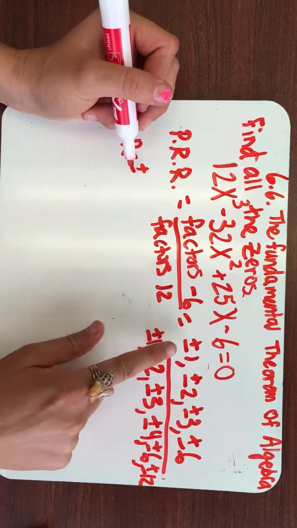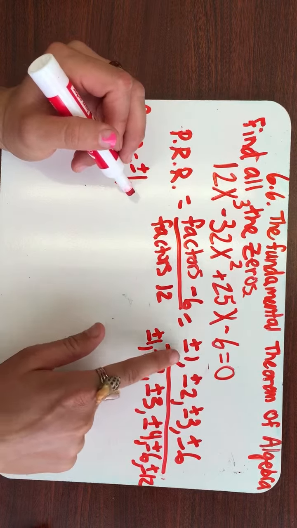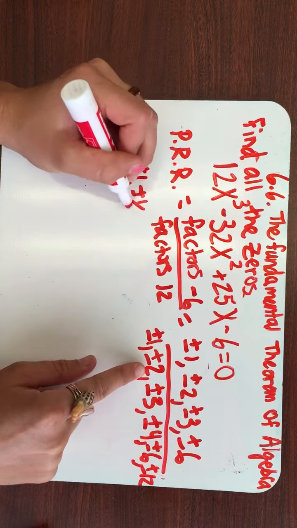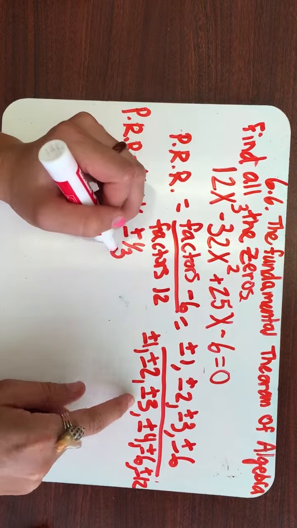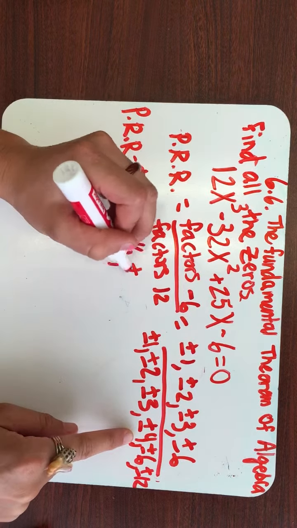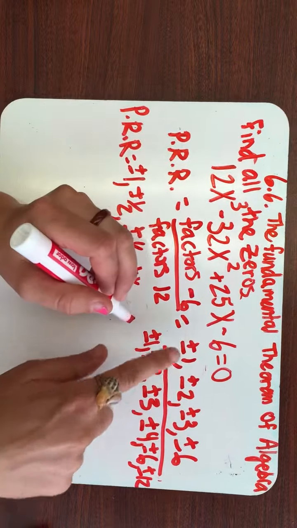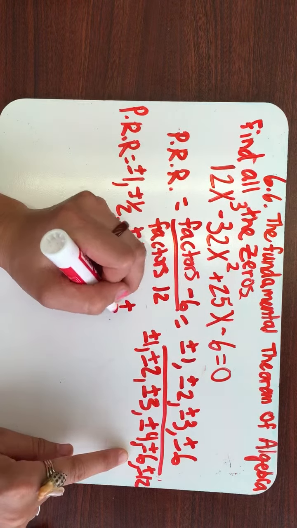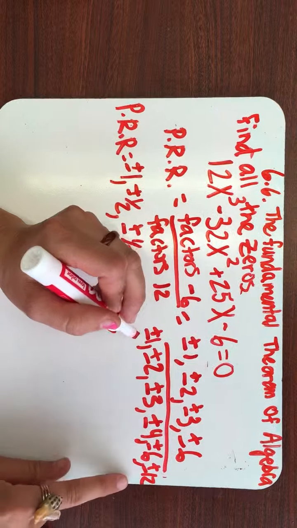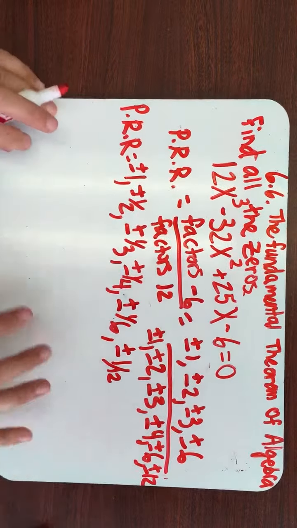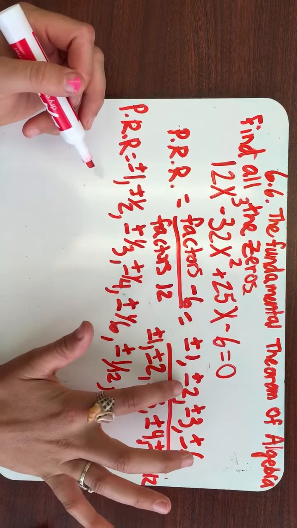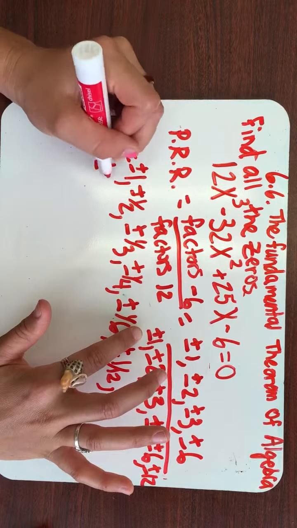We'll start with the 1. 1 divided by 1 is 1. 1 divided by 2 is a half. 1 divided by 3 is a third. 1 divided by 4 is a fourth. 1 divided by 6 is 1/6. 1 divided by 12 is 1/12. Moving on to the 2, 2 divided by 1 is a 2.